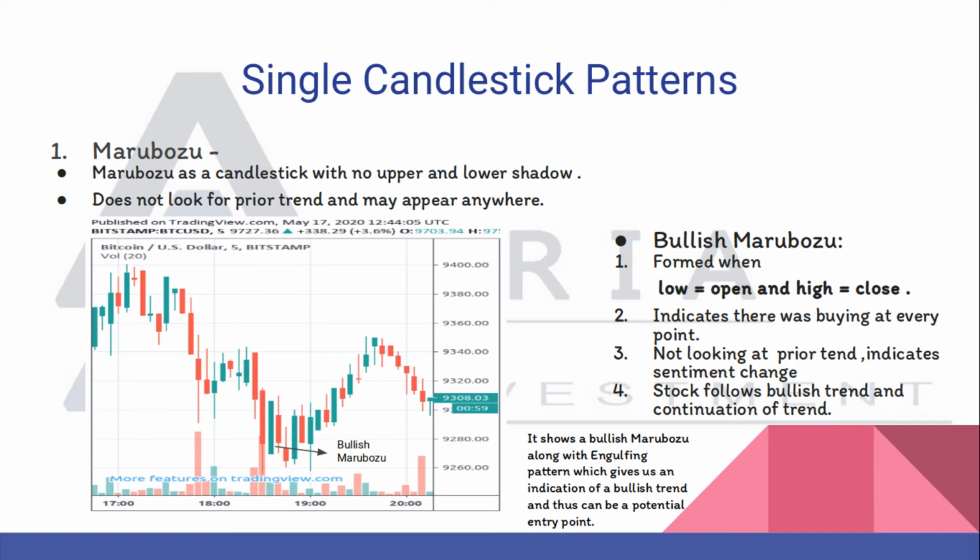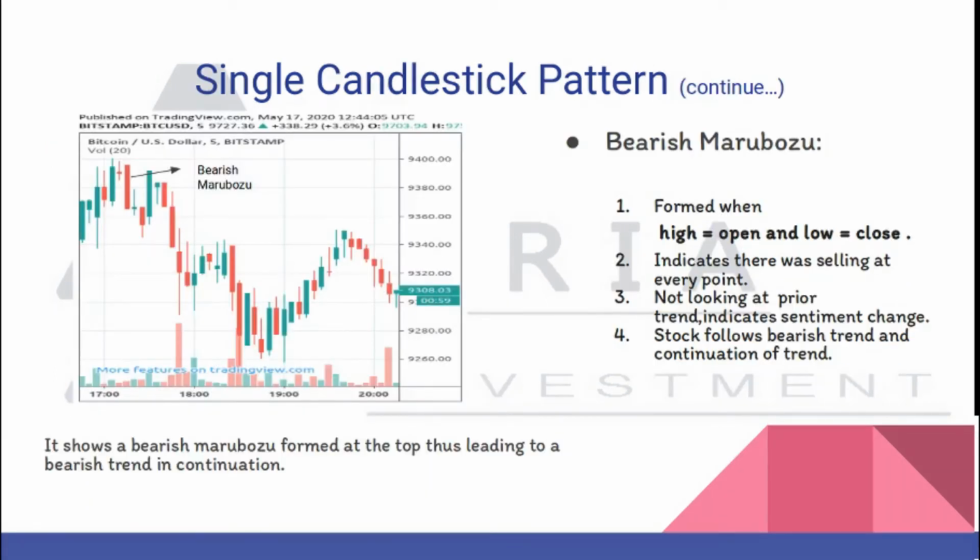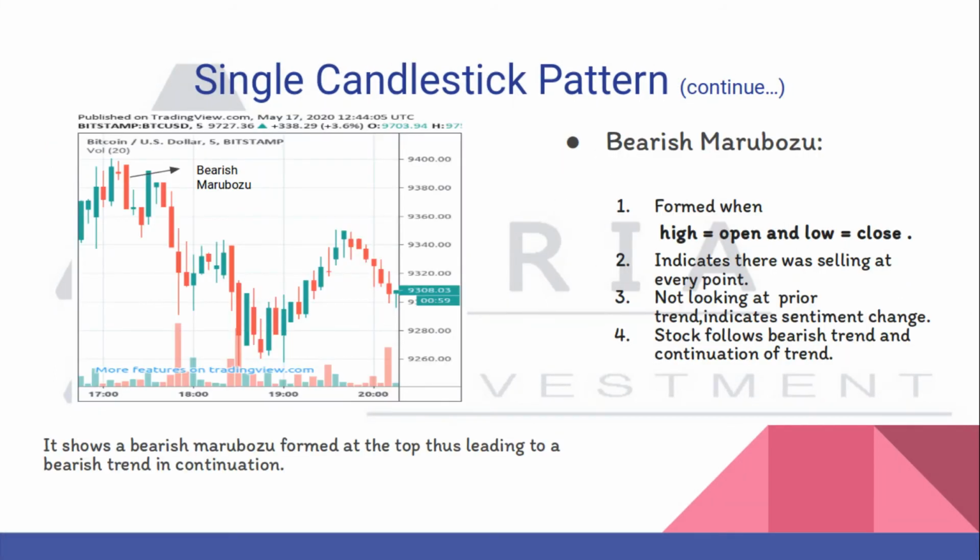In the figure, we can see a bullish Marubozu form, and thus the stock follows a bullish trend and can be a potential entry point. Next, we see a bearish Marubozu, formed when high equals open and low equals close. It indicates there was selling at every point.